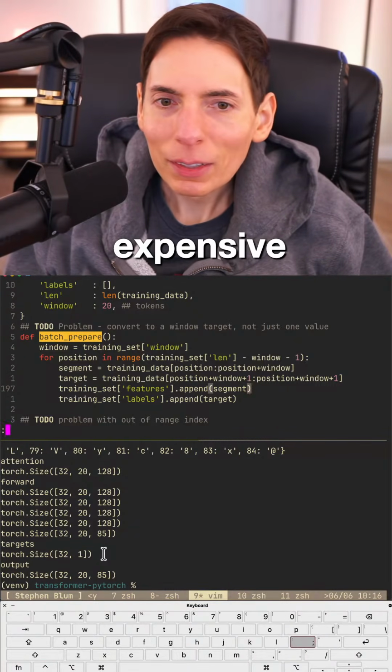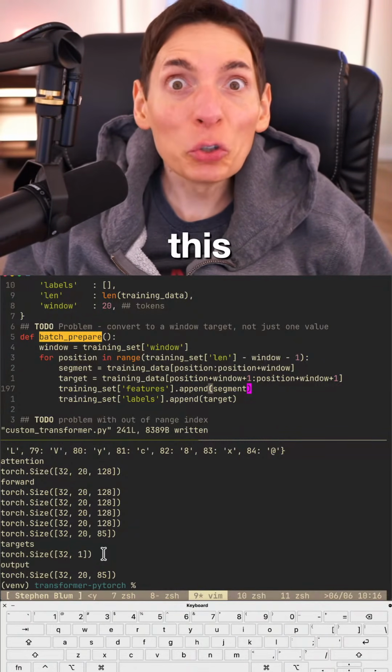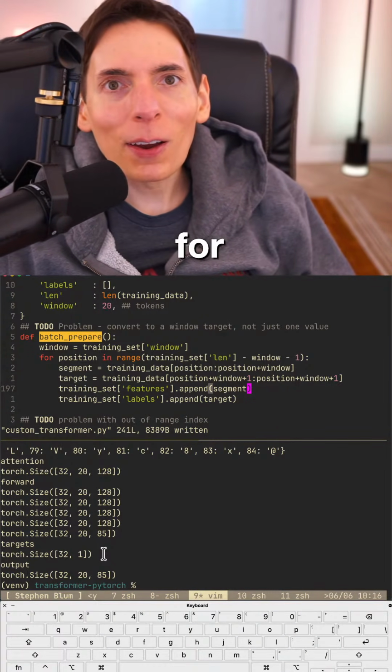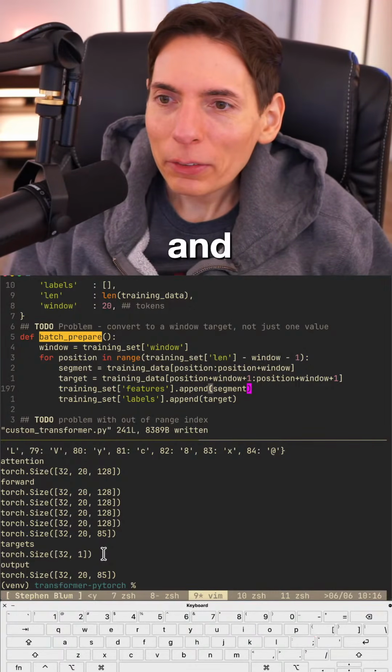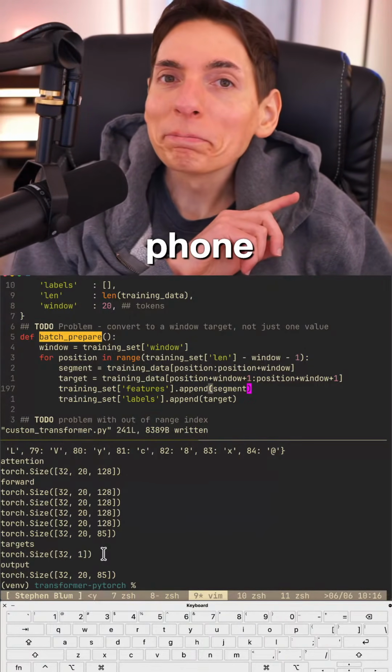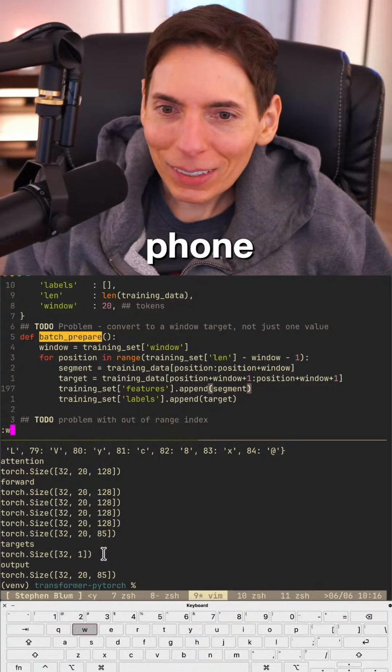Sounds expensive? It's actually cheap. You can do this. Knowledge is for free. And the compute, it can run on your phone. Oh, this is great, Neva.